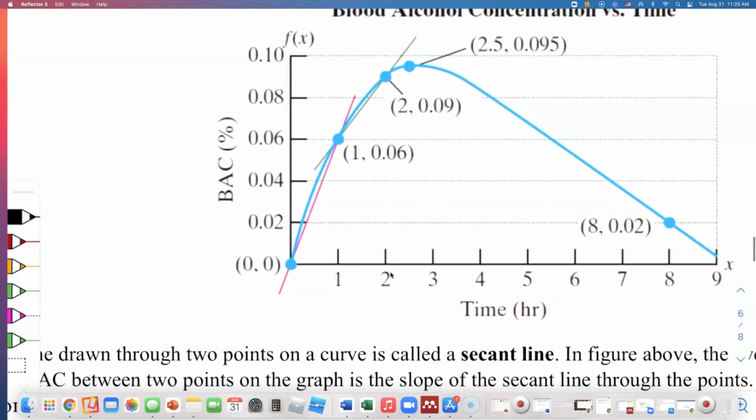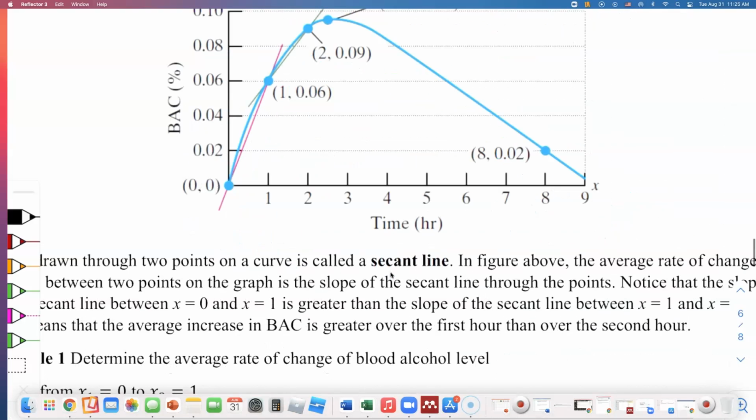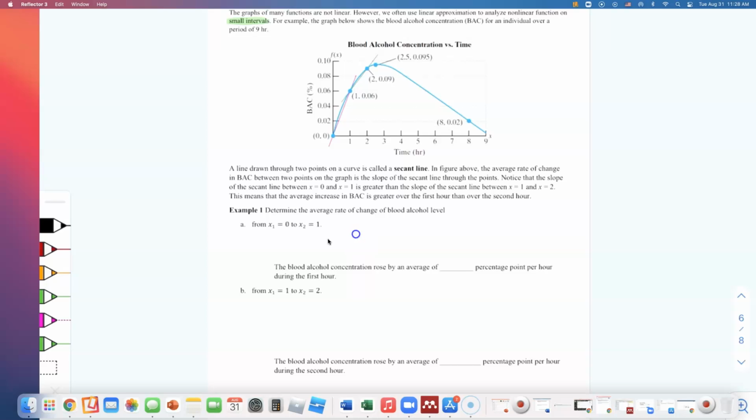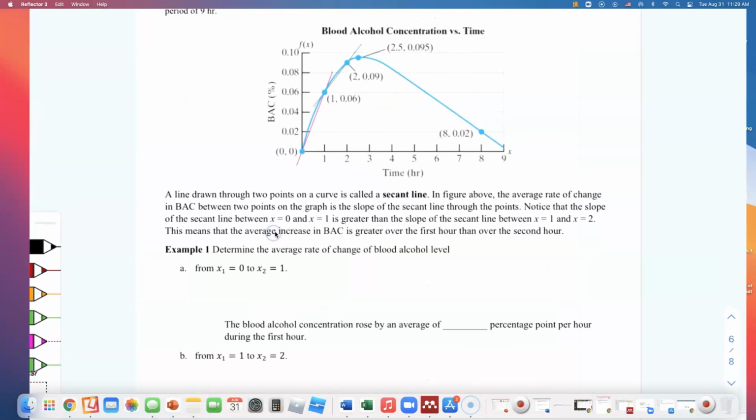Okay, so what are they saying? Let me keep on reading. In the figure above, the average rate of change in BAC between 2 points on the graph is the slope of the secant line through the points. Okay, notice that the slope, hold on, it went away. Lost connection for a while there. Okay, so I'm back.